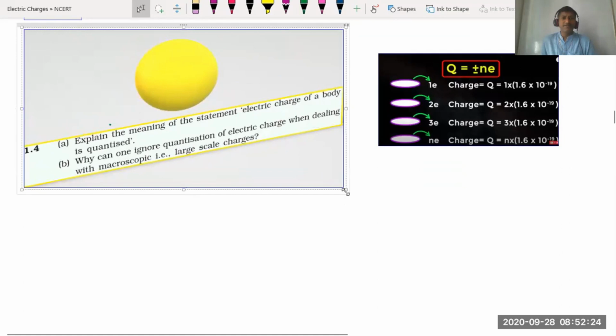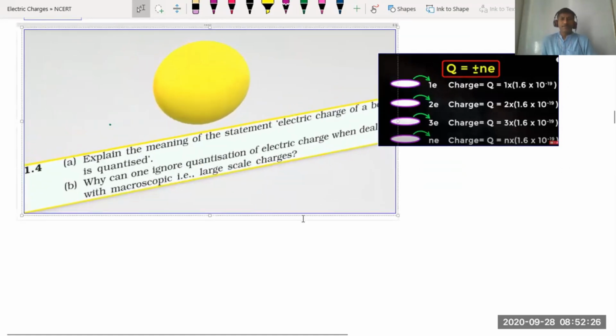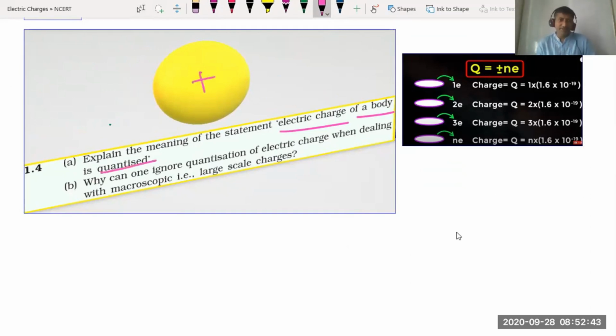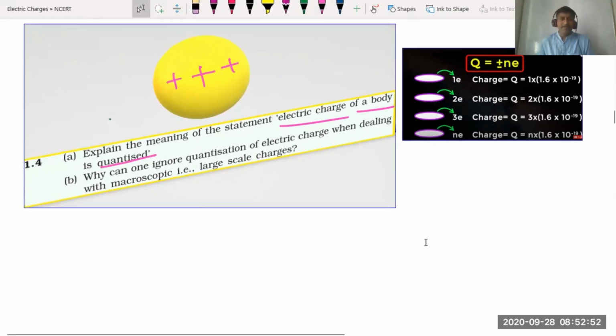See students, the fourth one is given like this. Explain the meaning of the statement: electric charge of a body is quantized. So, electric charge of a body is quantized. That statement we have to explain. Say this is a charged body, a positively charged body. This charge is quantized. For that we have to explain. Let me take it like this.